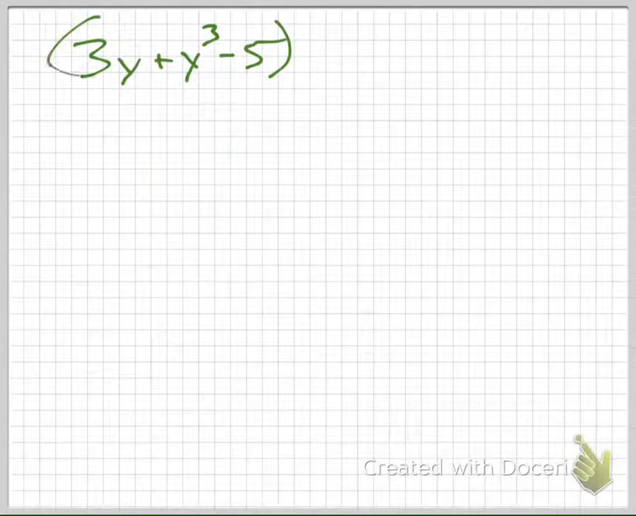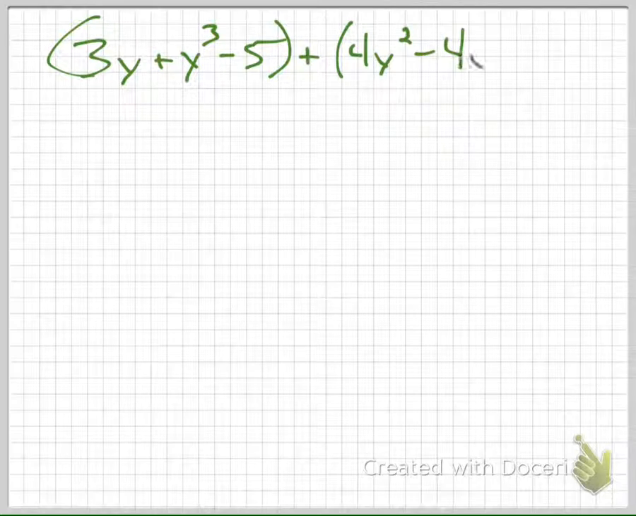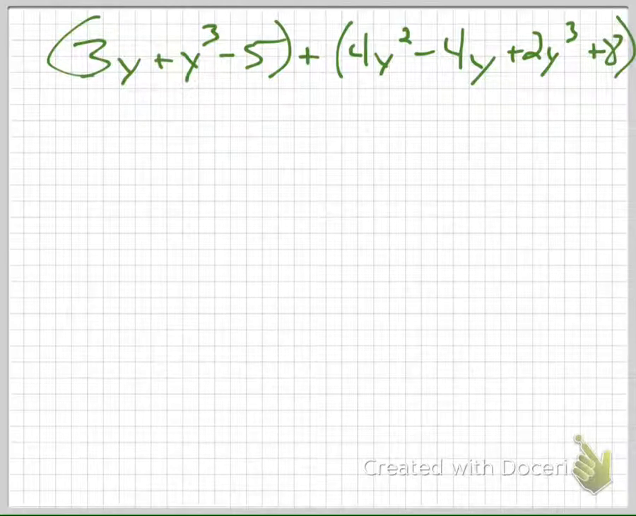3y plus y to the third minus 5. And I'm going to add that to 4y squared minus 4y plus 2y to the third plus 8. Now, let's do this. We'll do it both ways again. Okay, I'm going to show you. Well, I'll show you the vertical way first. Okay? The vertical way first.